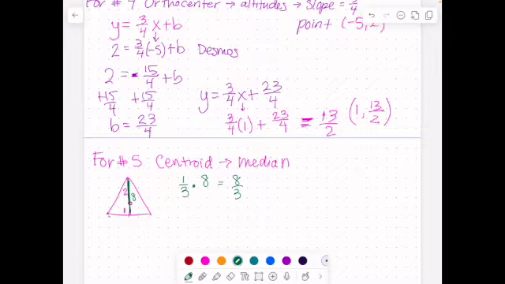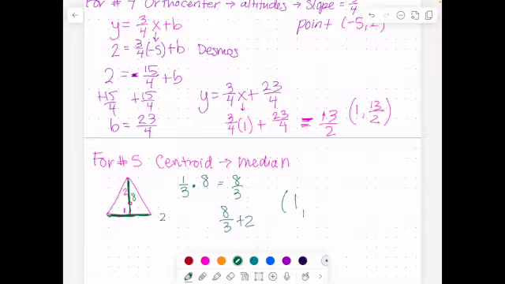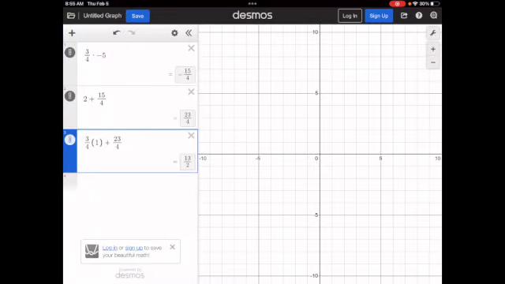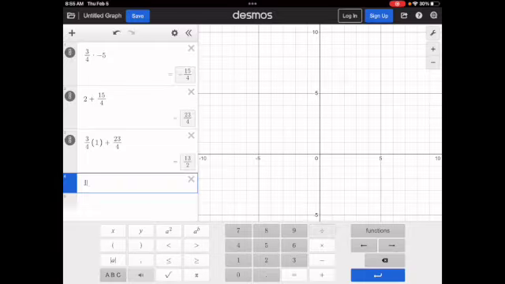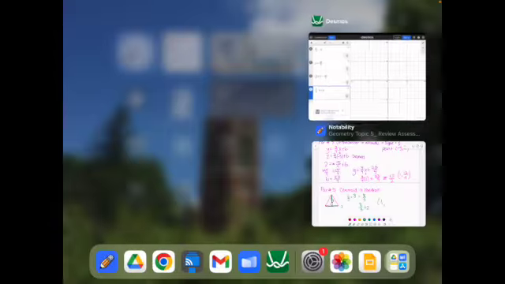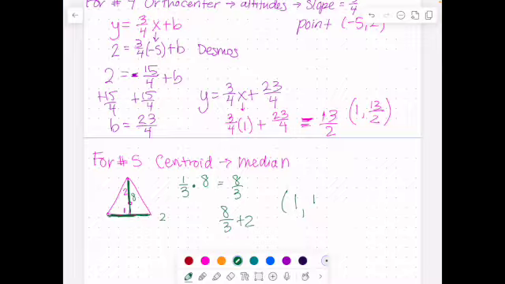But the line down here started at the line 2. So we're going to have to do 8/3 plus 2. So then the point would be 1, and then whatever 8/3 plus 2 is, which we can put in the calculator, right? So we can double check even. We can do 1/3 times 8, and then plus 2. Change it back into a fraction, and we get 14/3. Okay, hopefully this helps for those 3 problems.